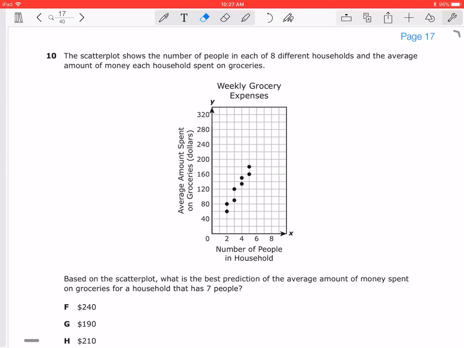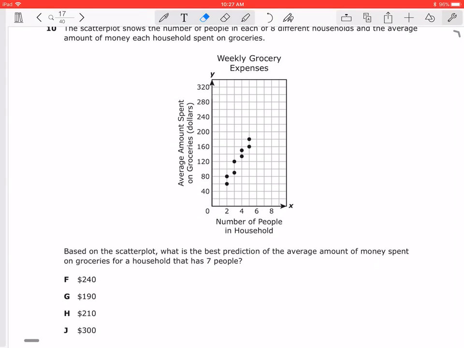Alright, so in problem number 10, it says the scatter plot shows the number of people in 8 different households and the average amount of money each household spends on groceries. Based on the scatter plot given here, my Y value is the amount of money spent on groceries, and my X value is the number of people in the household. Then it wants us to find the average amount of money spent on groceries by a household that has 7 people.